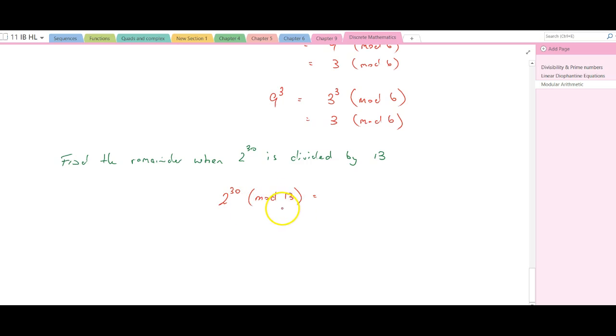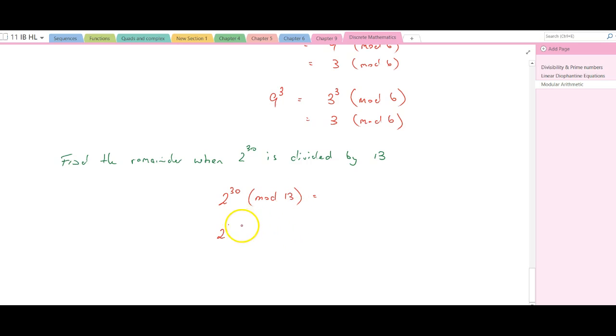So modulo 13, let's look at some powers. I know that 2 squared is 4, 2 cubed is 8, and 2 to the power of 4 is 16. What I want to do is try and establish a remainder that is small. If we go through those powers of 2, 2 to the power of 4 is 16, which is 3 mod 13, which is quite small.